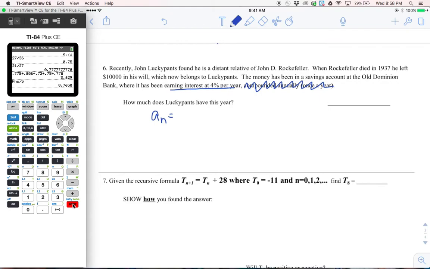And so here we go. We start with the initial amount, which was $10,000. You got to figure out what we're multiplying by to the power of n. So honestly, if you can figure out this number, you're good to go.